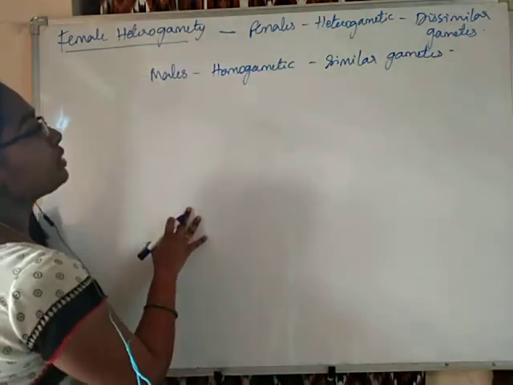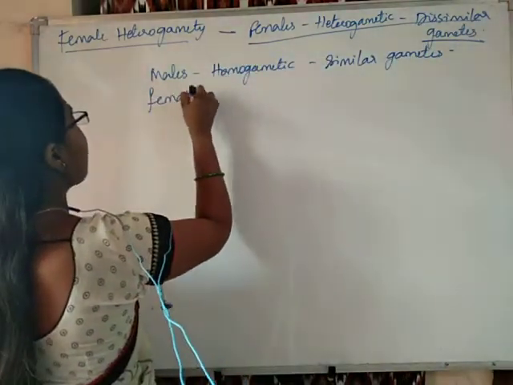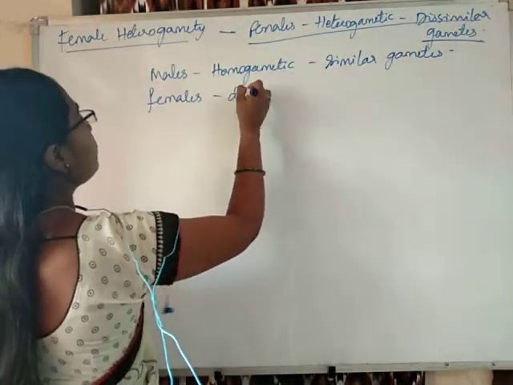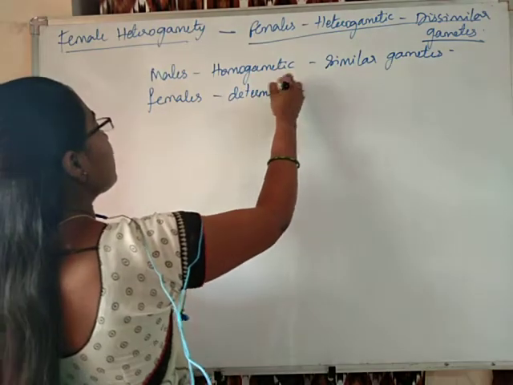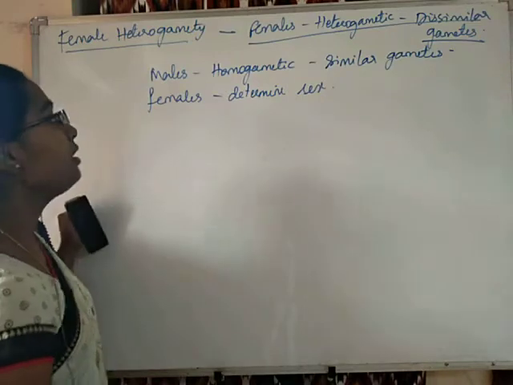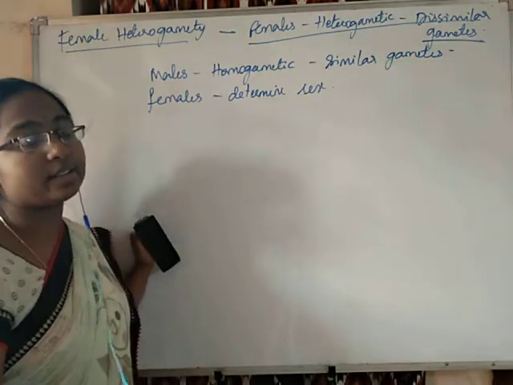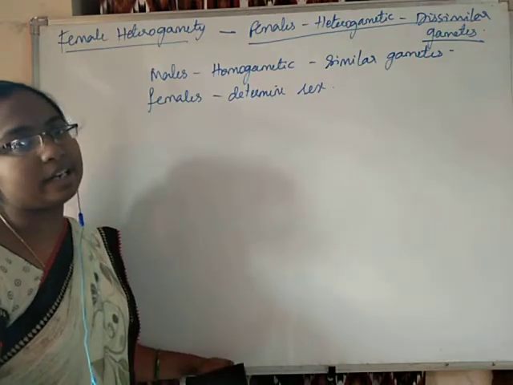So here who is going to decide the sex? Because females are producing dissimilar gametes, females decide the sex. Females are the ones who determine the sex. Female gametes determine the sex. Because females are heterogametic, female gametes will be deciding the sex.